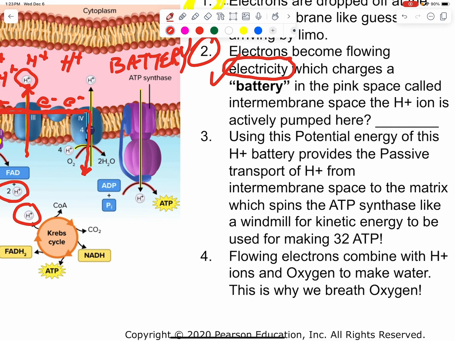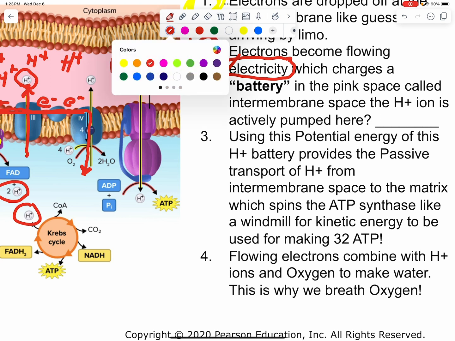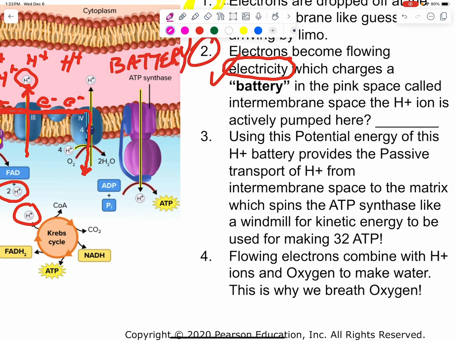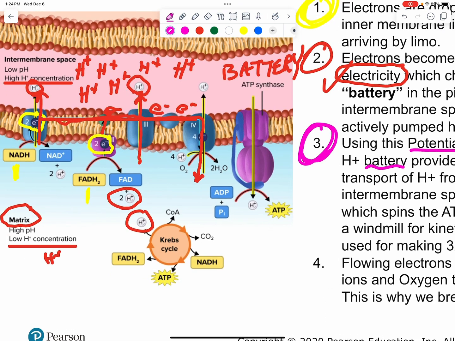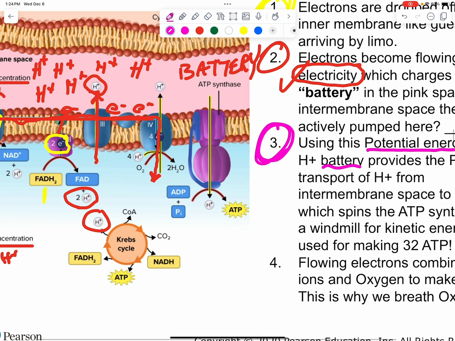We are now going to step number 3, and I will now put that one in purple. I think pink is the closest I can get right now. So number 3, we've created a battery. What is a battery? A bunch of potential energy caused by massive amounts of ions on one side of a barrier. What's the barrier? The membrane itself. So in blue here in the matrix, it's low concentration of hydrogen, and the pink intermembrane space has got full amounts of hydrogen ions. It's a very charged up battery. What are we going to do with that?